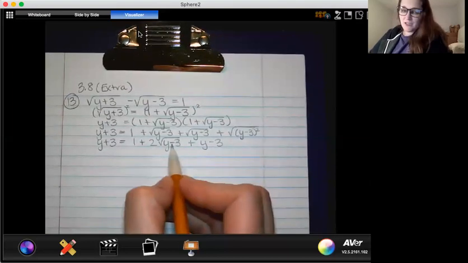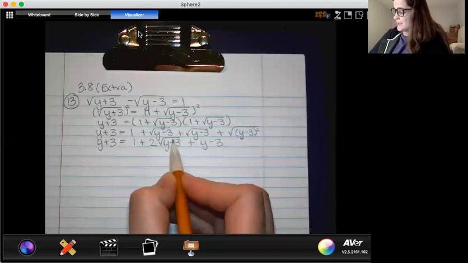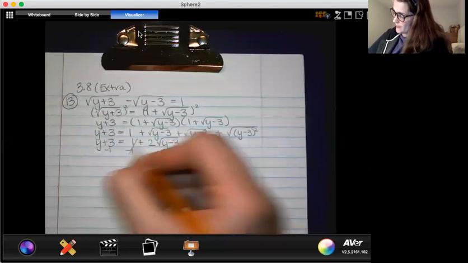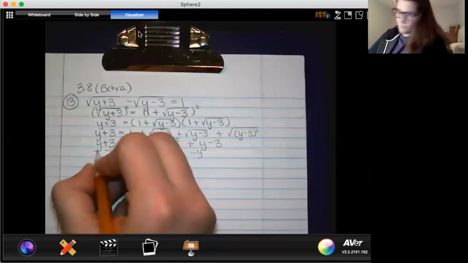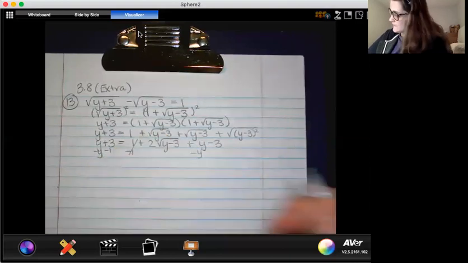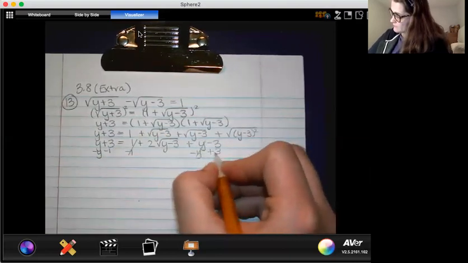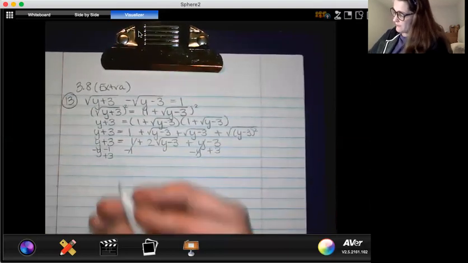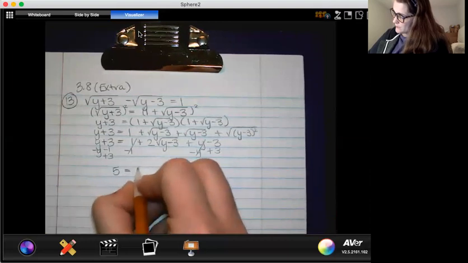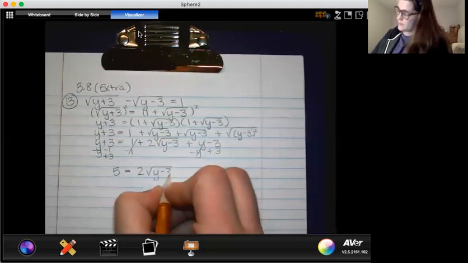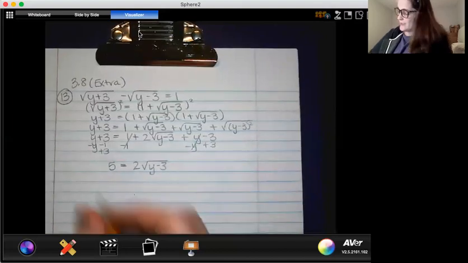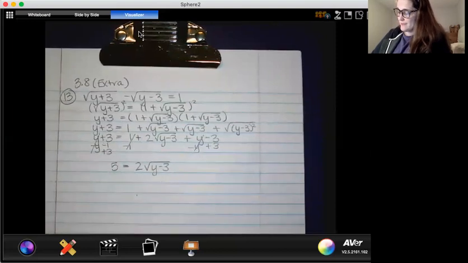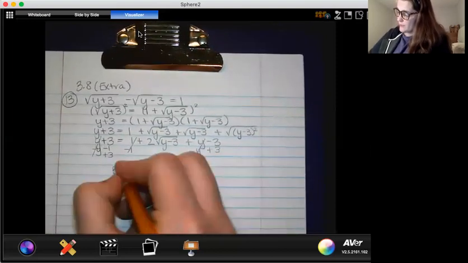Okay, now we have our second radical that needs to be isolated. So we're going to subtract 1, subtract y, add 3. Well, this ends up giving me a value of 5 equals 2 square root of y minus 3. Okay, the y's canceled, and I'm just left with a number. Now keep in mind, 2 doesn't divide by 5, so I'm going to go ahead and square from here.